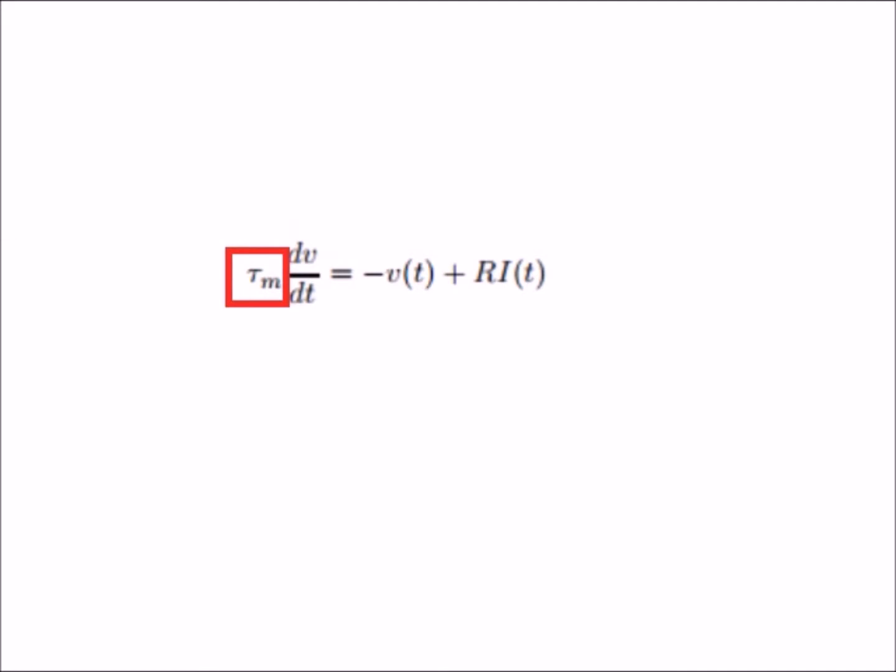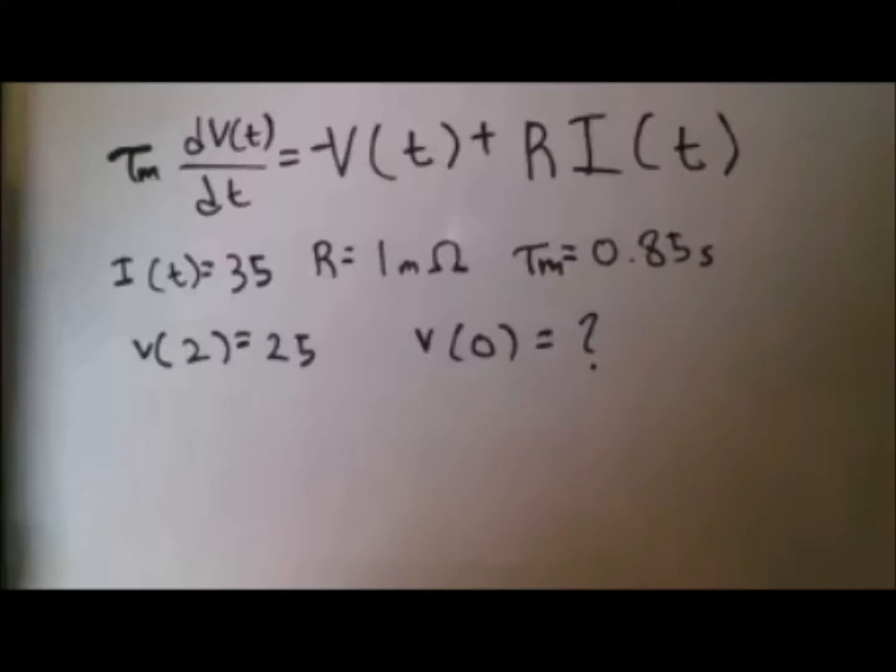Tm is a constant that represents the time it takes for the ions to pass through the membrane. dV over dt is the rate of membrane potential change per millisecond. V of t is the membrane potential in reference to time. R is the membrane resistance. And I of t is the current in reference to time.